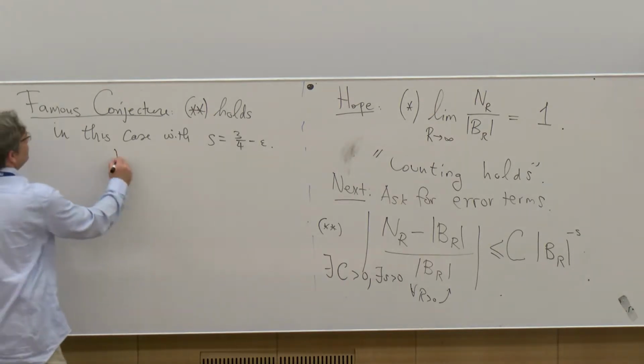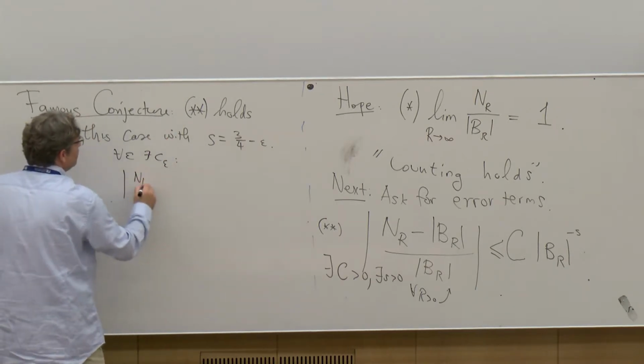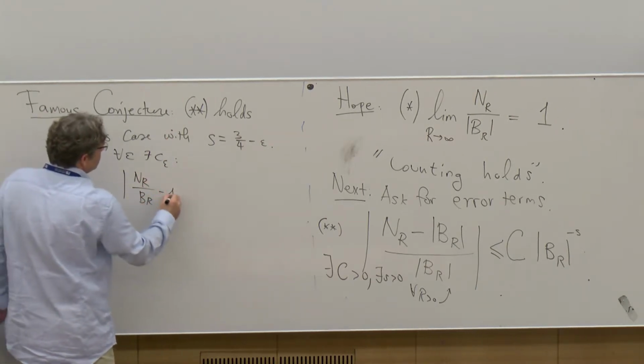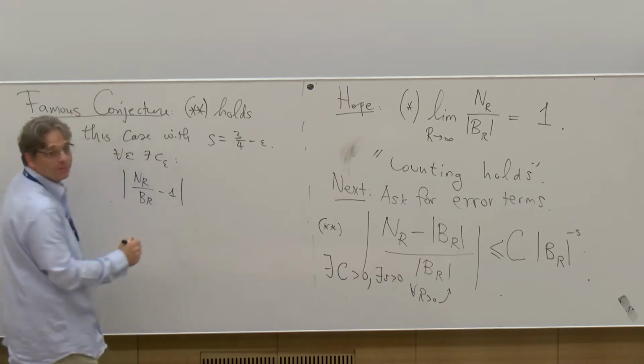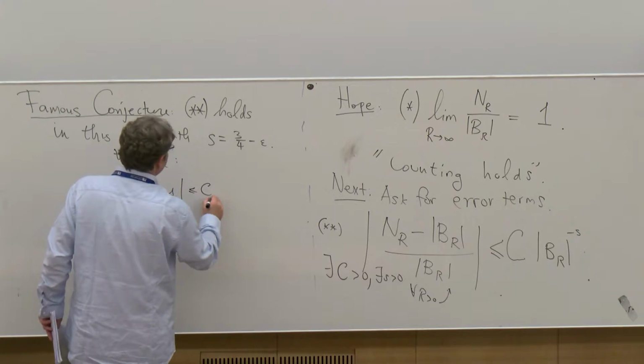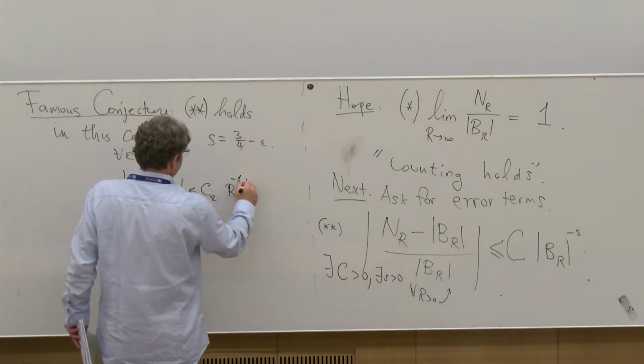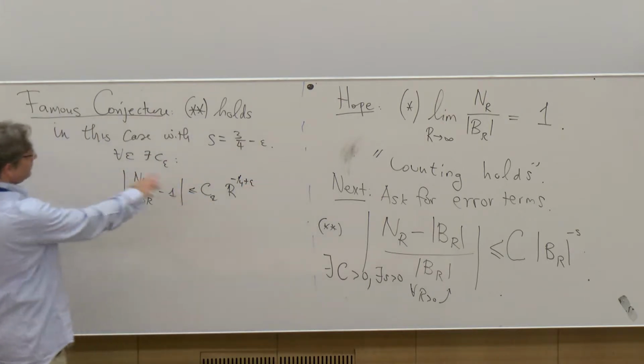Okay, for every epsilon, there is a c epsilon such that the number of points in the ball, when you properly normalize. Any other conjecture which is related to this? I don't know. Yeah, so I exactly wanted to say that. Just sits by itself. I think this is what we want to say.